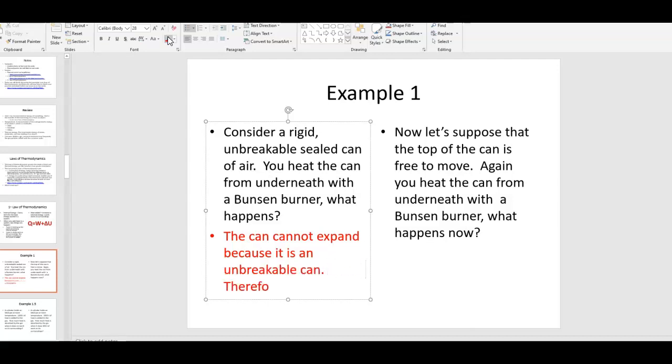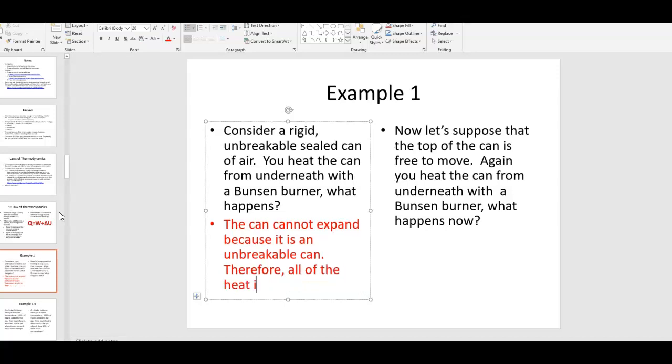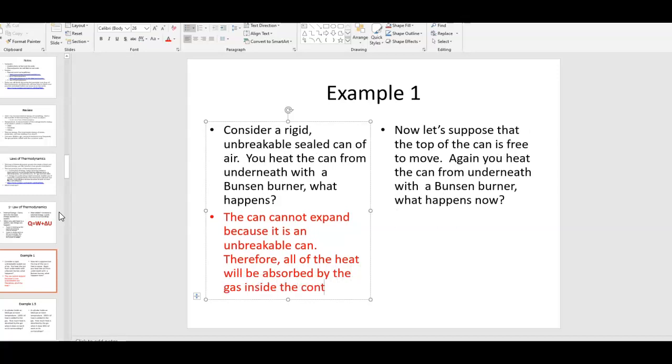can. Therefore, if you think in terms of the first law that we just saw, when you add heat to something, either that energy can go to doing work, or it's absorbed by what's inside the container. Now in this case, there's no work being done, because if the can cannot expand because it's unbreakable, right, it's made of some magic material that's unbreakable, that means there's no work being done. Okay, therefore, all of the energy, all of the heat will be absorbed by the gas inside the container.